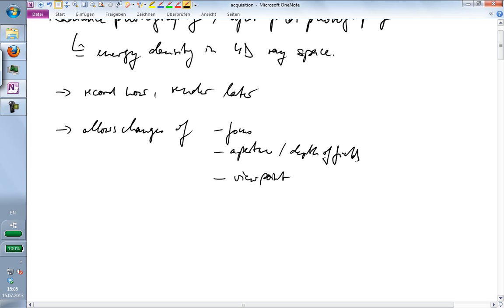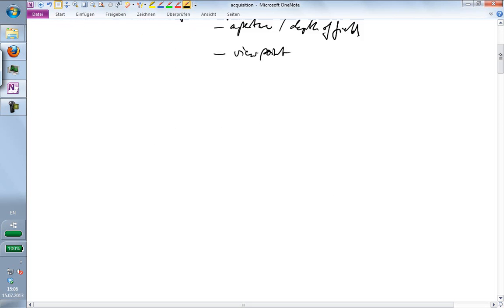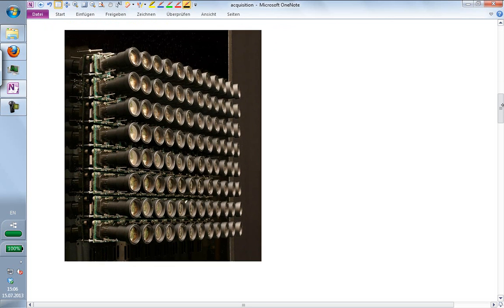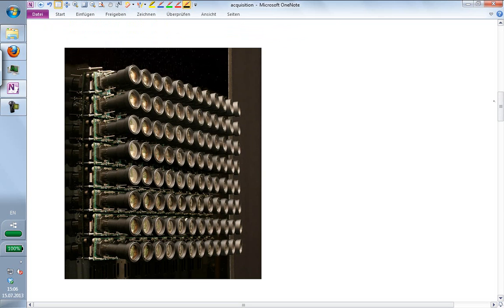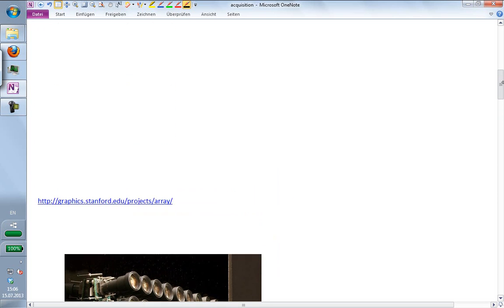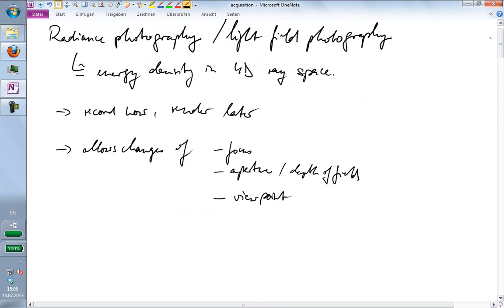However, when changing the viewpoint, you're restricted by your most extreme cameras. And if you have a real physical camera array, like the one shown here, the Stanford array, you can achieve pretty large baselines. But if you have all these multiple cameras built into a single one, you're limited by the size of your objective. So viewpoint changes will then be rather small.